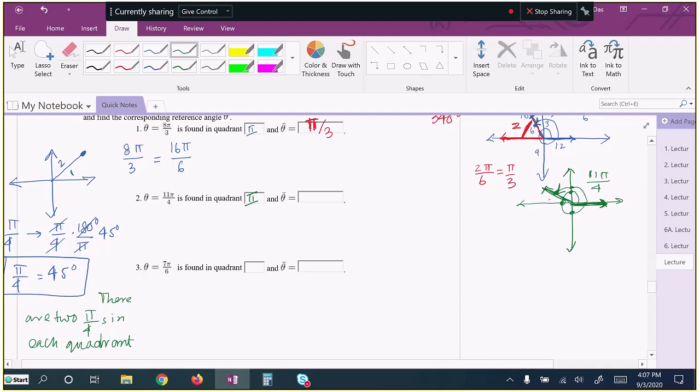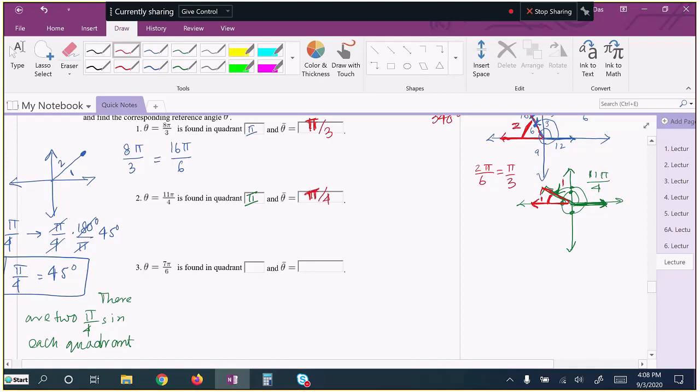Reference angle, well, angle between the terminal side, which is clearly this one, and the nearest x-axis, and I have to have a positive angle because the reference angle is acute. So how much is that? There are 2 pi over 4s in one quadrant. If this is 1, then that must be 1 as well. So it is pi over 4.